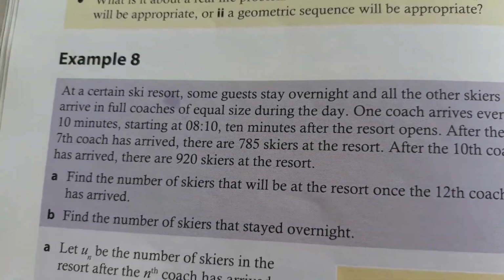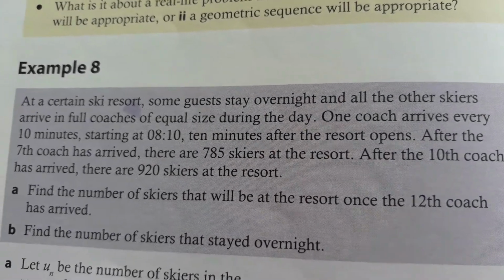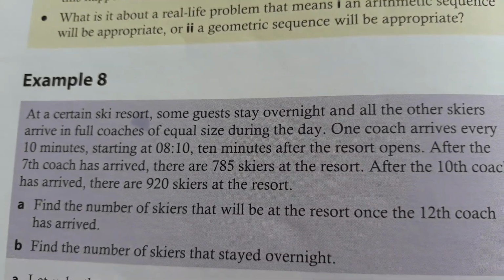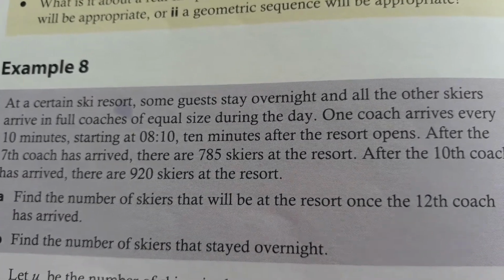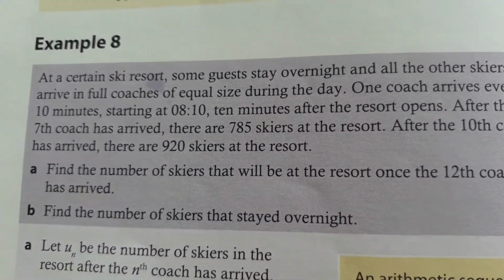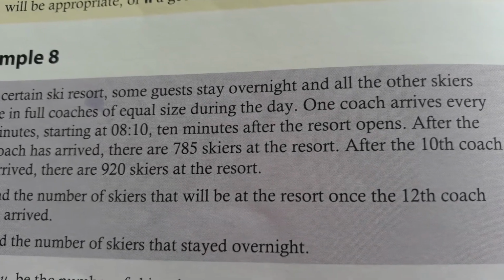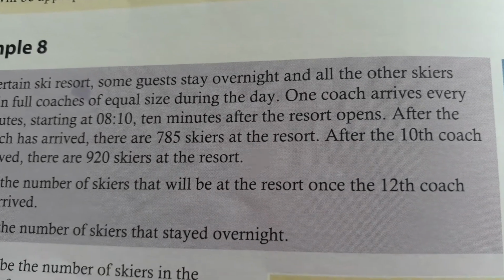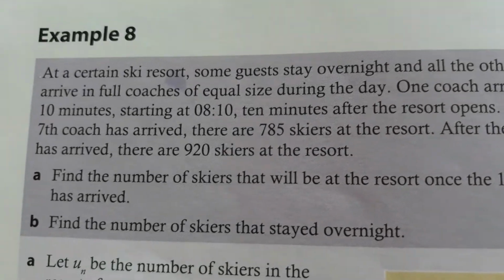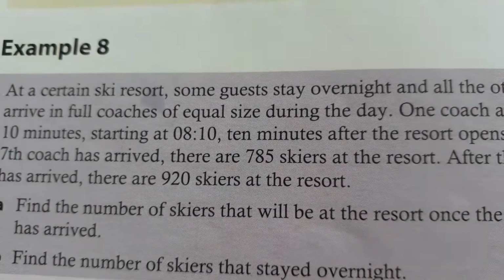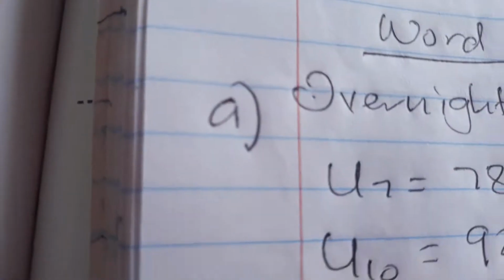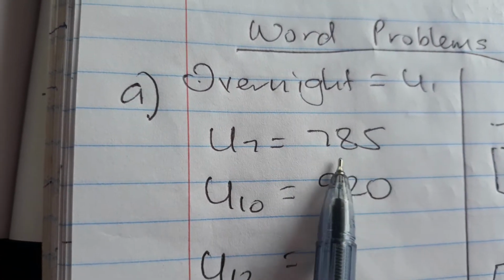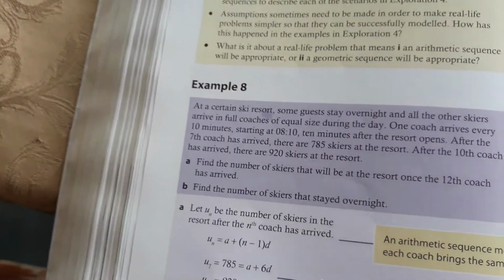At a certain ski resort, some guests stay overnight, and all other skiers arrive in a full coach of equal size during the day. One coach arrives every 10 minutes, starting at 8:10, 10 minutes after the resort opens. After the 7th coach arrived, there are 785 skiers at the resort. So I'm going to be putting that information here. My U7 is equal to 785.